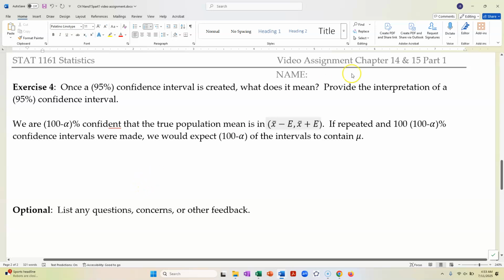Back to the interpretation, right? If repeated, so the true population mean is in the one that we have, and then if repeated and we create 100 whatever percent confidence intervals, we would expect 100 minus alpha percent of them to contain mu. Okay, and so this is the generic one, right? You have to figure out what alpha is, and also in the interpretation, if you're in a context, you should change what mu is.